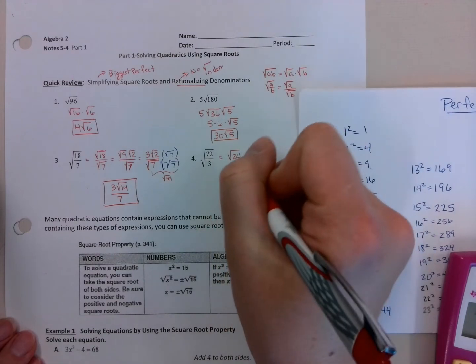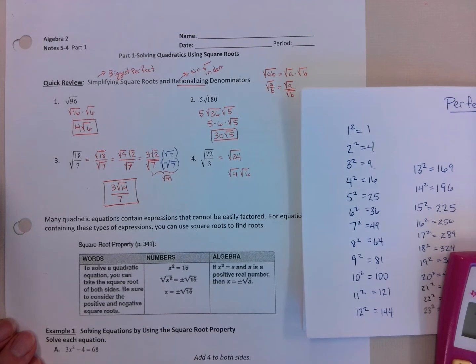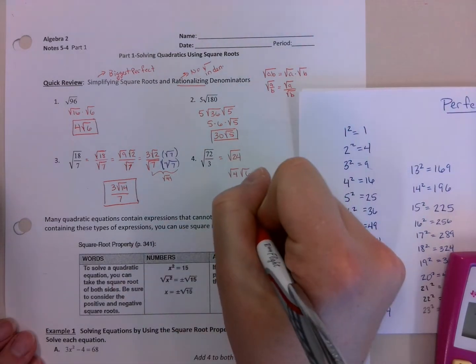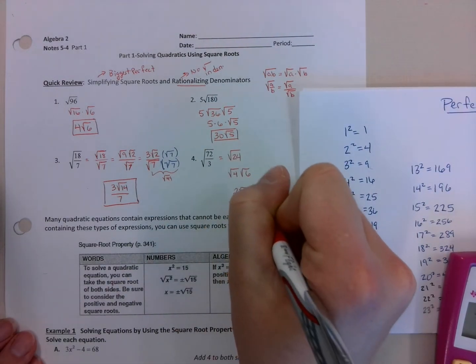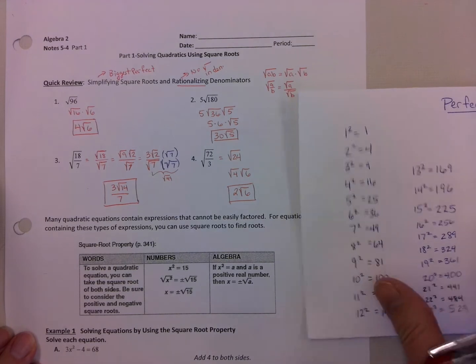Now I will break down my 24 with the biggest perfect square. Square root of 4 times square root of 6. Final answer, 2 square root of 6. So this is something that you really need to be good at because we are going to use it. So it might be something you do a little extra work on.